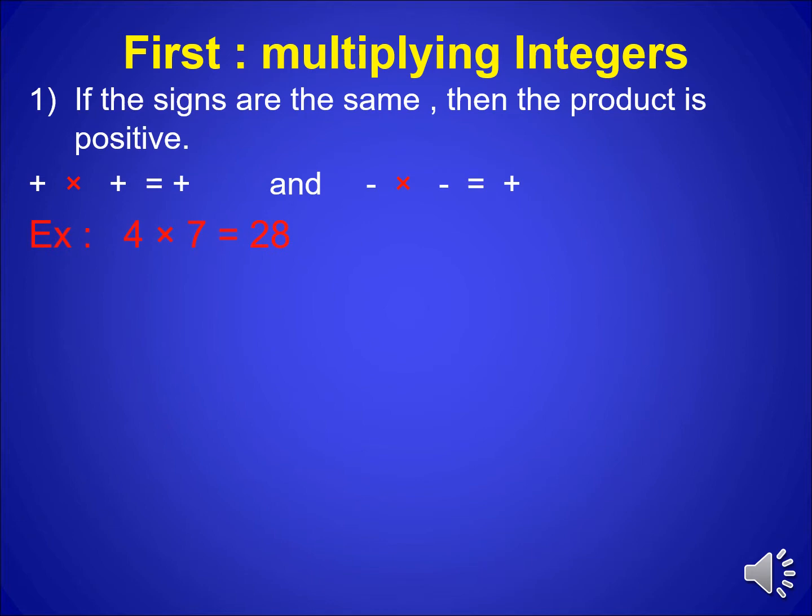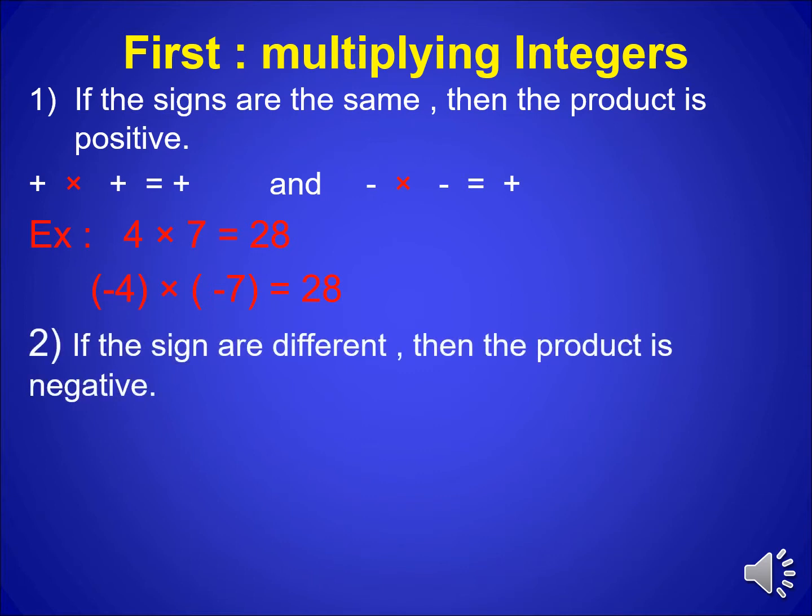As an example, 4 times 7 equals 28. Positive times positive equals positive, and 4 times 7 equals 28. Negative 4 times negative 7: negative times negative equals positive, and 4 times 7 equals 28.